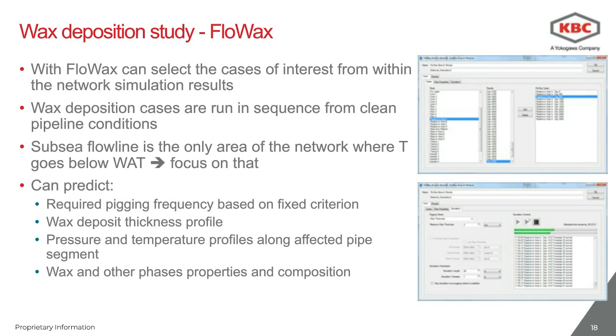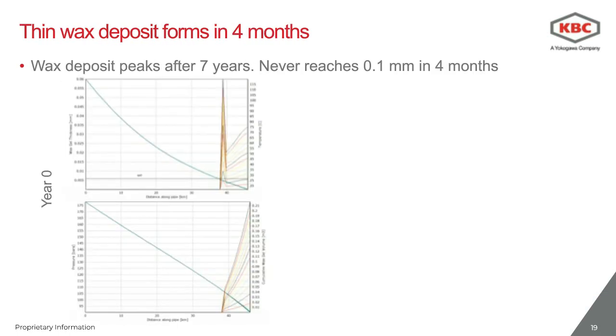And this is the result of the wax deposition simulation. I've run a wax simulation for 4 months in each case. After, at the beginning of production, this is the plot at the beginning of production. The plot at the top represents the temperature in green and the wax thickness in the colored lines. The wax appearance temperature is the horizontal line in black.